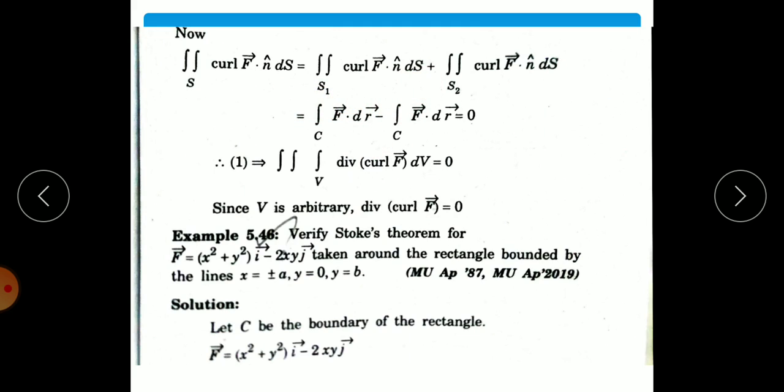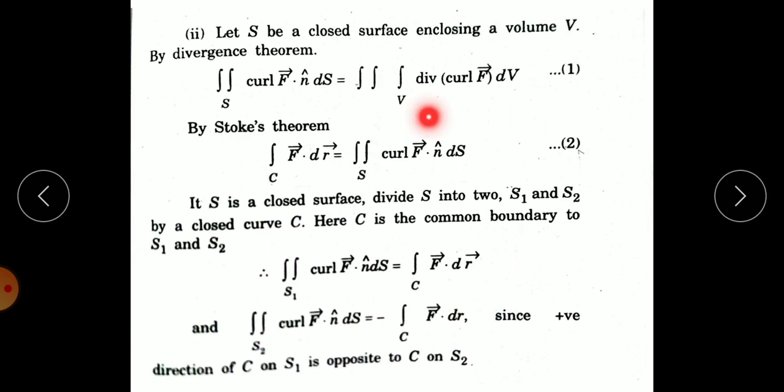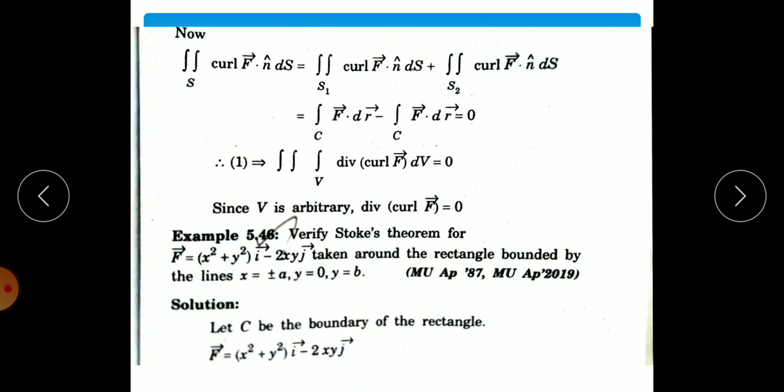is F vector dot dr, then minus F vector dot dr, which cancel, and we get 0. So from the first equation, the triple integral over V of divergence of curl vector dv is equal to 0. Therefore divergence of curl of vector F is equal to 0. So this proves the first case.